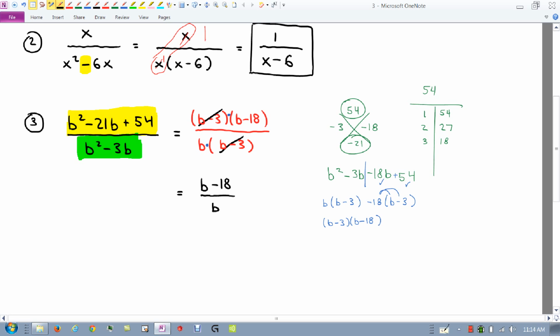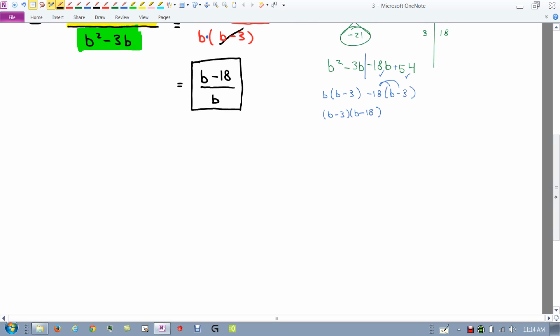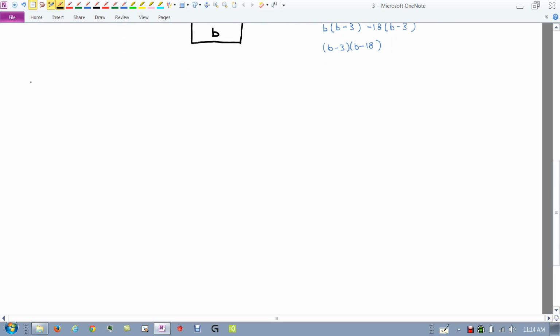I cannot cancel these b's because I have subtraction between these two, so I just leave it. It's completely factored, so I can't do anything else. Okay, that's 3. Now 4.